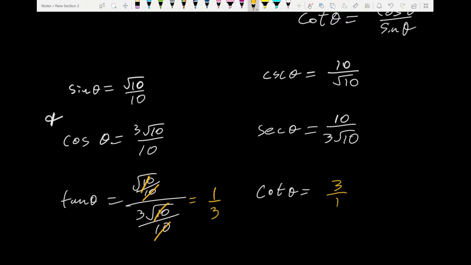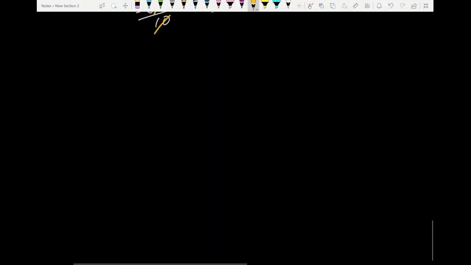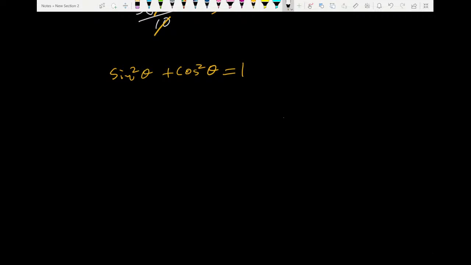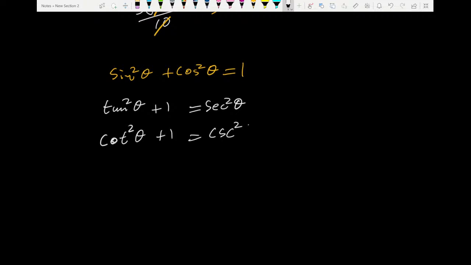Now, the following one, we're going to use this over and over again. It's very crucial. Sine squared of theta plus cosine squared of theta equals 1. From that, we arrive at two other properties. Tangent squared of theta plus 1 equals secant squared of theta, and cotangent squared of theta plus 1 equals cosecant squared of theta.